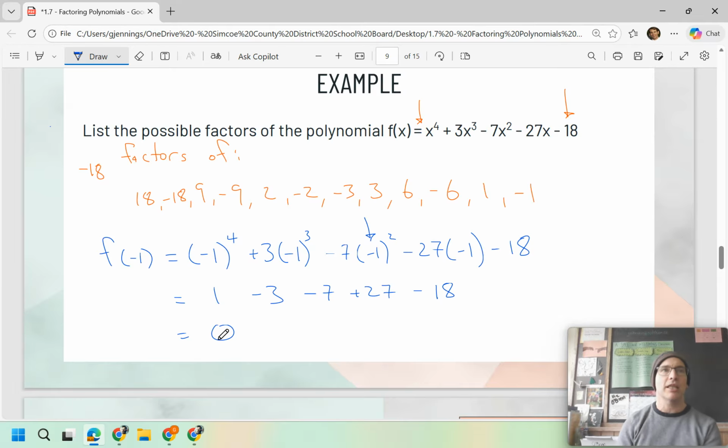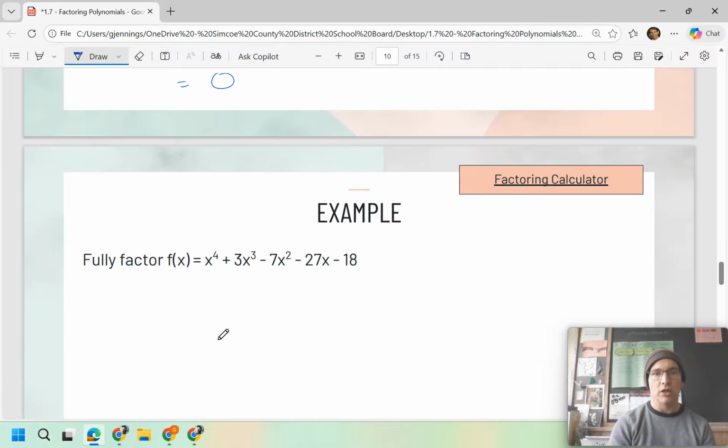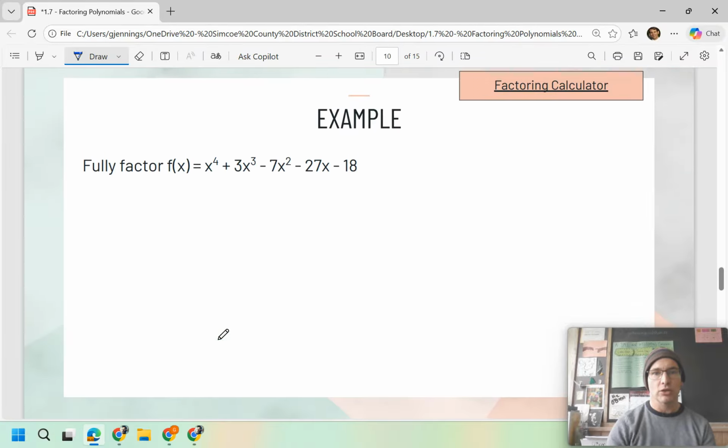Aren't you glad we tested that one before 2? 2, you got to do things like 2 to the 4 is 16, and 2 to the 3 is 8, and you got to like memorize all that for the no calculator test. Yeah, good. So this one works. So now we know what to long divide out first. So let's go for it.